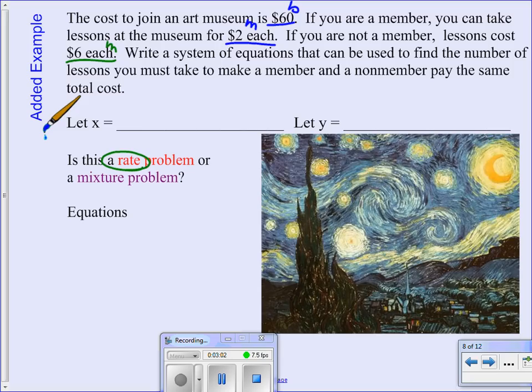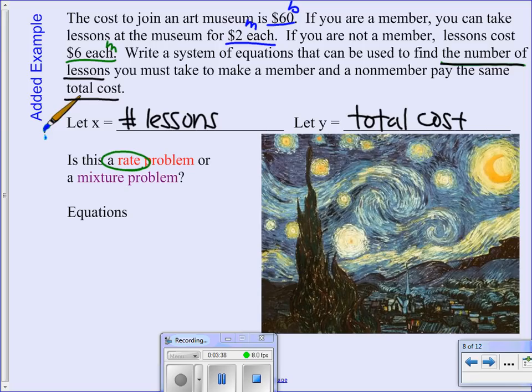Here's my rate problem. Now, there's two things you don't know here, and it says we're going to write a system of equations that can be used to find the number of lessons you must take to make a member and a non-member pay the same total cost. I'm going to change colors, sorry. The number of lessons, so that's going to be x. Well, if my rate of change, my slope is $2 for each lesson, there's my x, number of lessons, and then my y is my total cost.